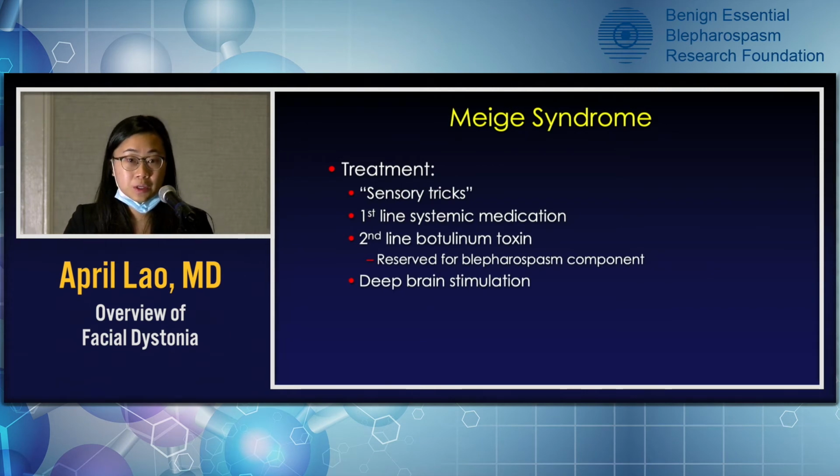Treatment: some people have usually figured out by the time they even come to see us that there are these sensory tricks they can use. It's basically using other stimuli to alleviate the spasm intensity, like talking or singing or even touching the brow and forehead to reduce the spasms. And then the first line is actually a systemic medication for this condition: the anticholinergics and the dopamine blockers, basically blocking all those neurotransmitters that we just mentioned.